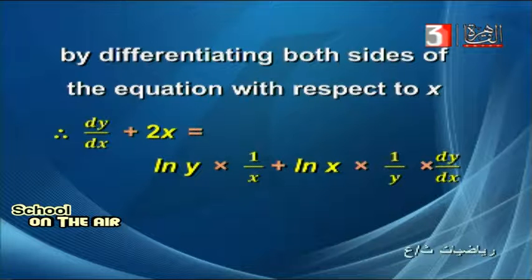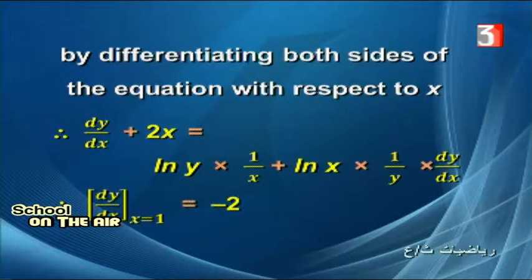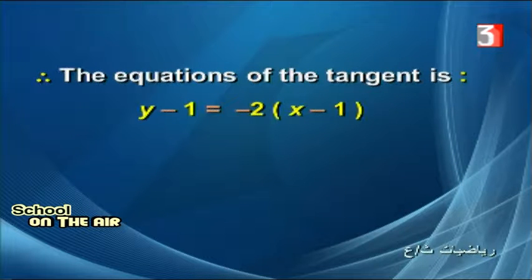Then dy dx plus 2x equals ln y times 1 over x plus ln x times 1 over y times dy dx. When x equal 1, y equals 1. Then dy dx at x equal 1 equals negative 2. dy dx is the slope of the tangent to the curve. Then the equation of the tangent is y minus y1 equals mt times x minus x1, or y minus 1 equals negative 2 times x minus 1.